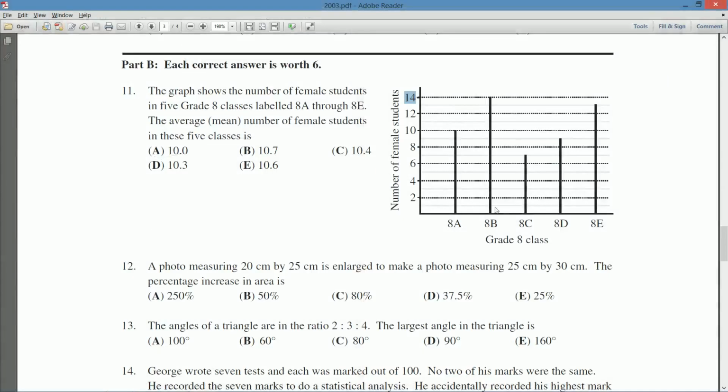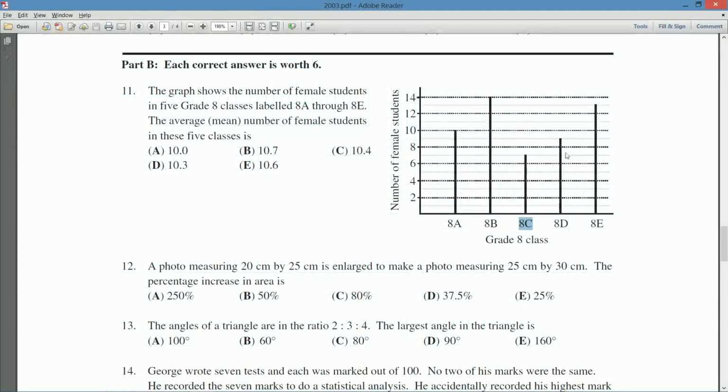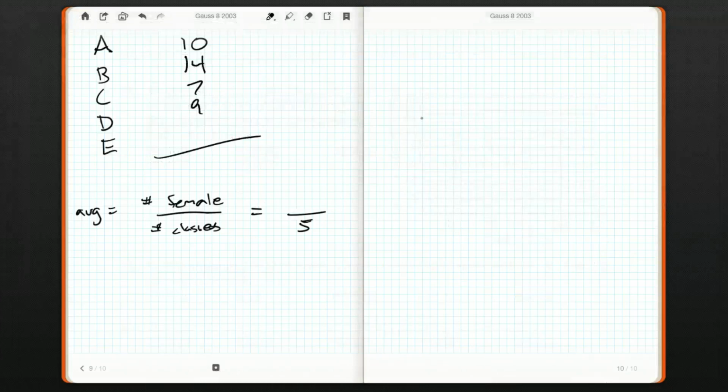How many females are in 8C? 8C is one of the ones that goes to one of the halfway fainter gray lines, but it's 7. We talked about D, it goes up to 9, but let's go back and see that again. Yeah, there it is. The bar from 8D goes all the way up to 9. And the bar from 8E goes up to another halfway point just below 14, but just above 12. Over here, it's going to be 13.